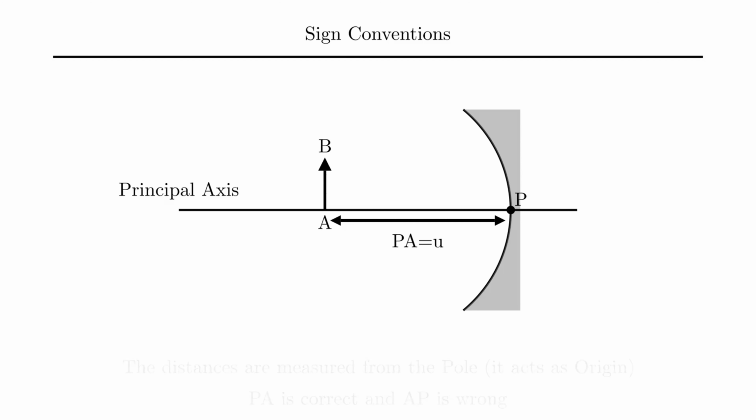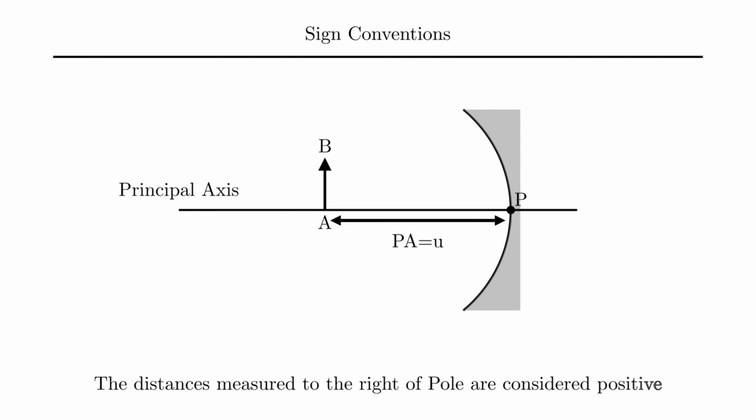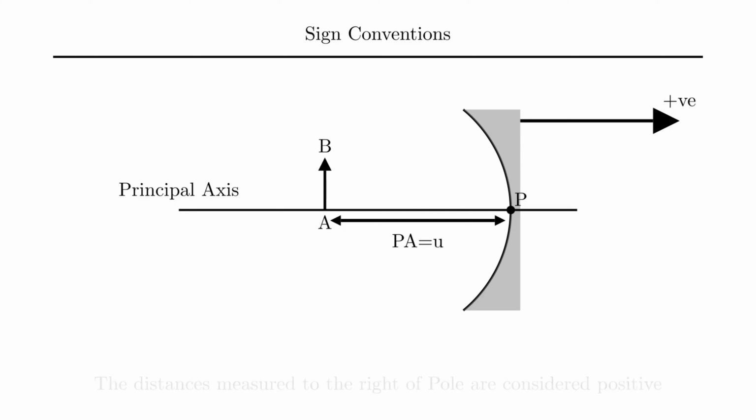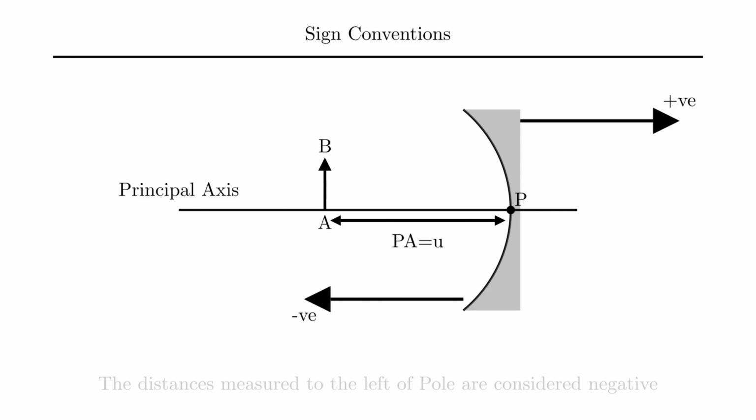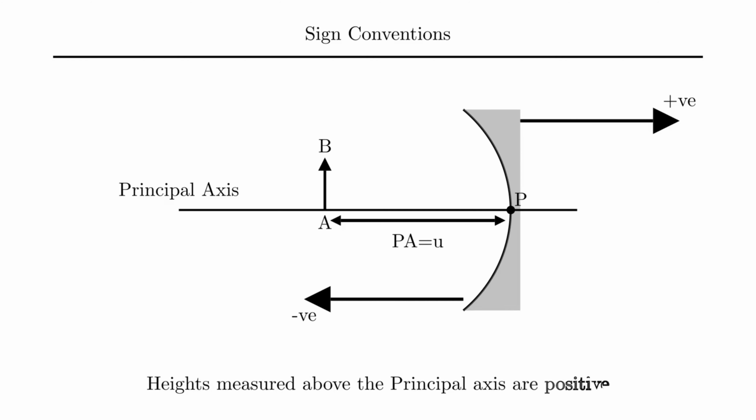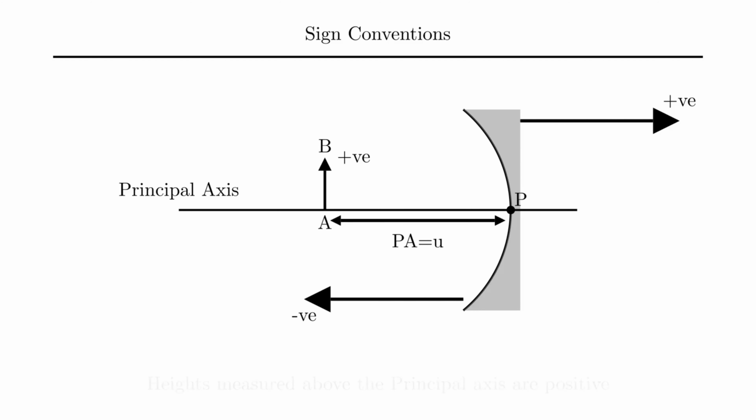Number 3, distances that are measured to the right of pole are positive, while the distances measured to the left of pole are negative. Number 4, heights measured above the principal axis are taken as positive, while those below the principal axis are taken as negative.